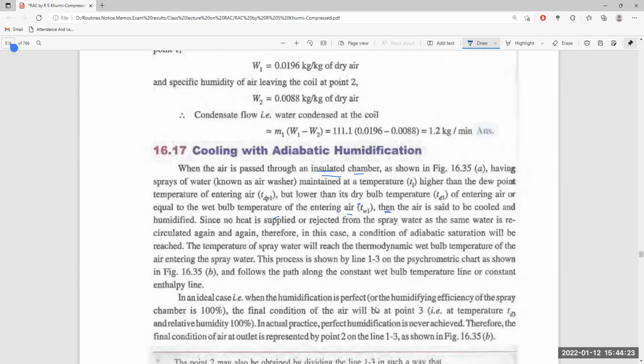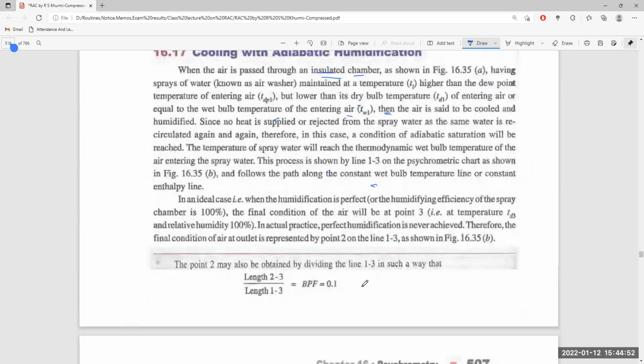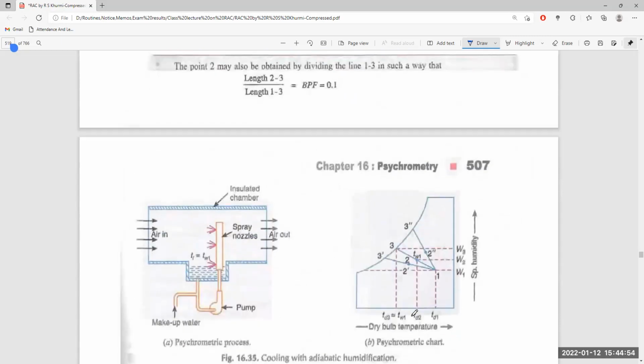Therefore, in this case, the condition of adiabatic saturation will be reached. The temperature of the spray water will reach the adiabatic saturation temperature of the entering air. The process on the psychrometric chart will follow the path of constant wet bulb temperature or constant enthalpy line. This process is shown as explained here.